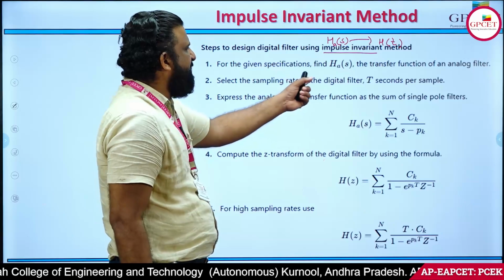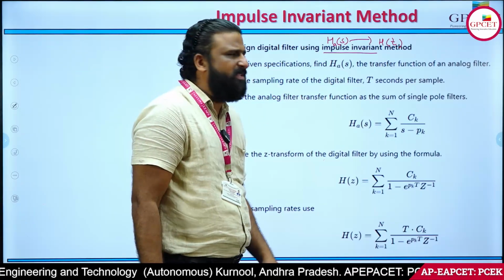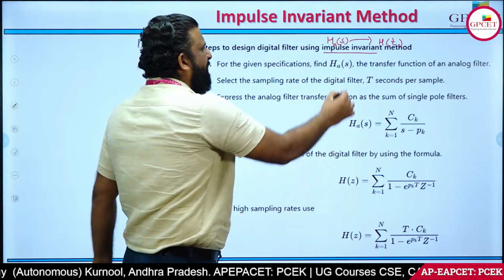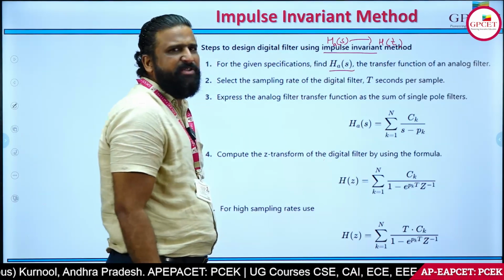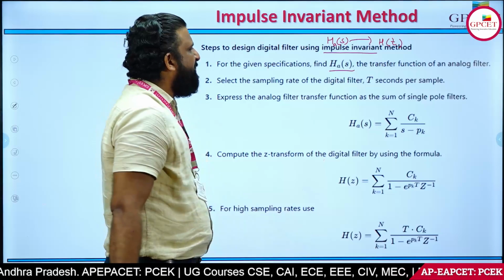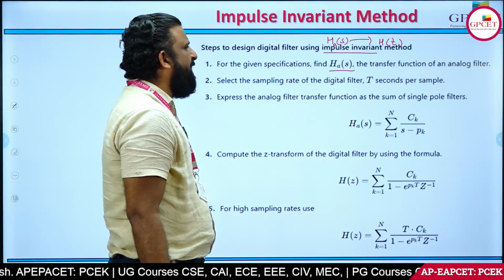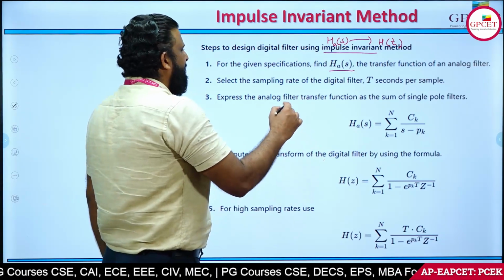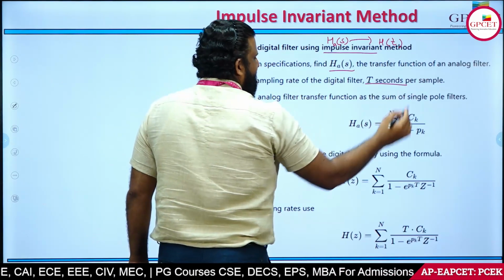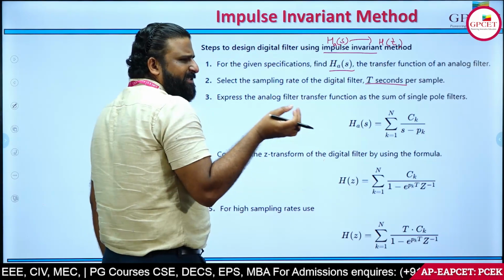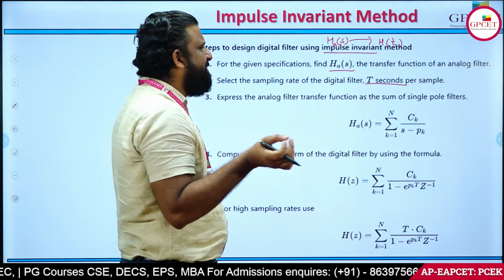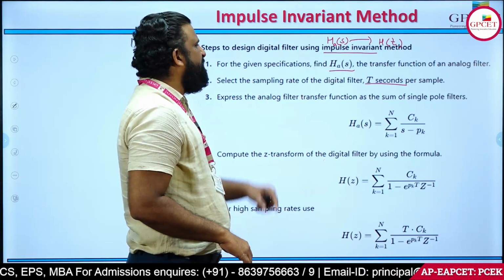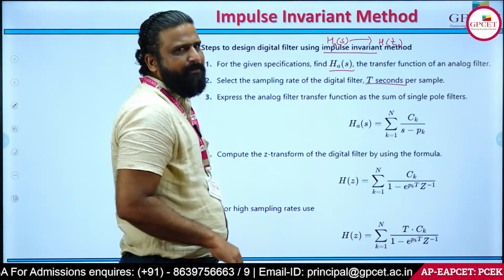For the given specifications, in the problem we will get some different types of specifications. We need to find out the value of HA of S, the transfer function of the analog filter. By substituting all the specifications in the transfer function of the analog filter, we will get the value, that is, HA of S will be found. After that, we get the sampling period T seconds, which is substituted in the equation formed in the first step.